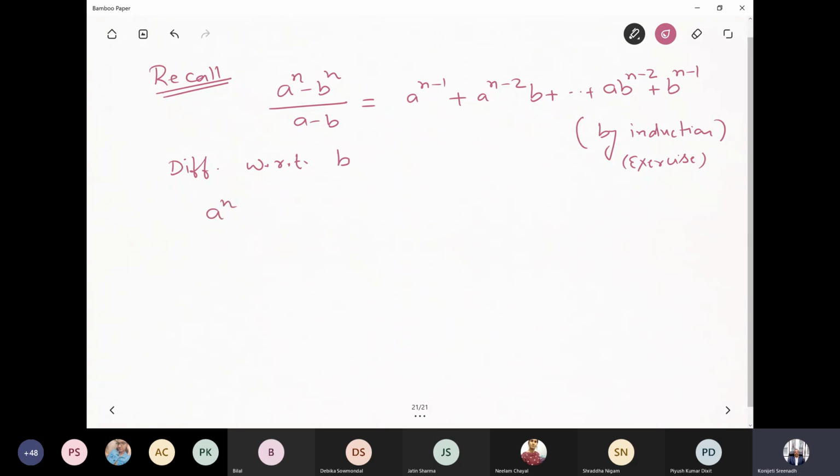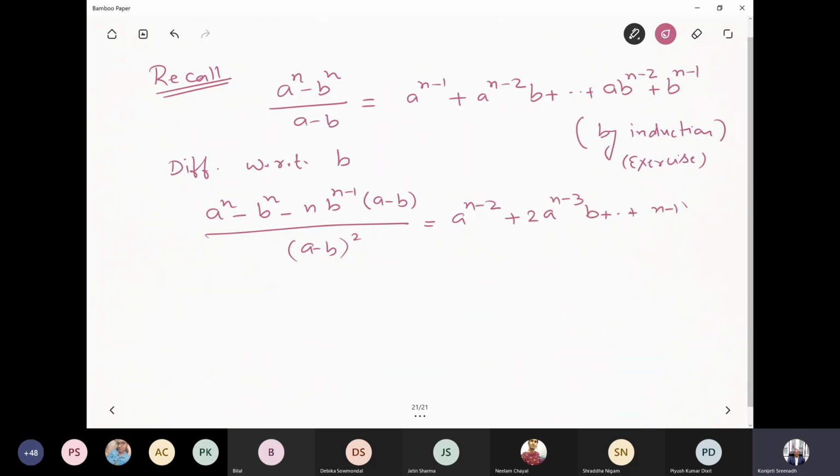Then we get the following formula: (a^n - b^n - n b^(n-1)(a - b)) / (a - b)^2 is equal to a^(n-2) + 2 a^(n-3) b + ... + (n-1) b^(n-2). So in this relation, we take a equals x plus h and b equals x.